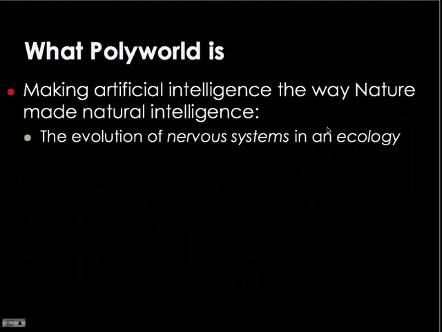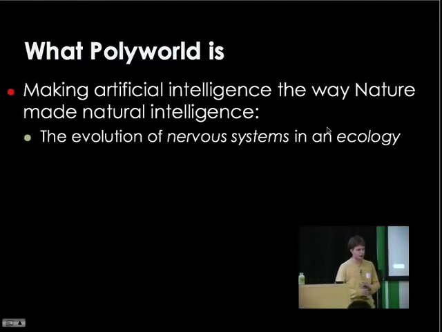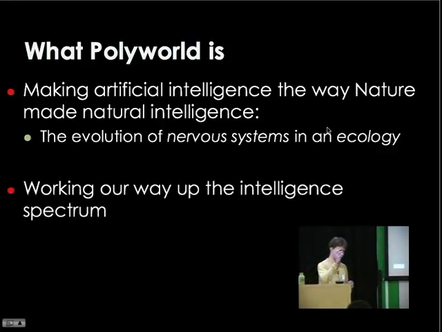Okay, so what is Polyworld? Polyworld is an attempt to evolve artificial intelligence the same way natural intelligence came about, which is, simply put, the evolution of neural systems in a complex, rich ecology, where they compete with one another. So the hope is that we begin with a model, something very simple, and then through competition and through making the world richer, it can gradually get better and better and better.